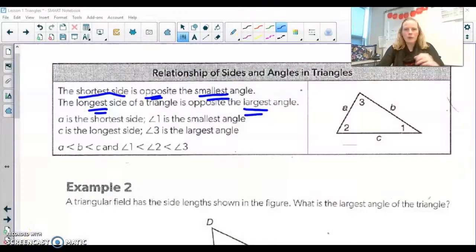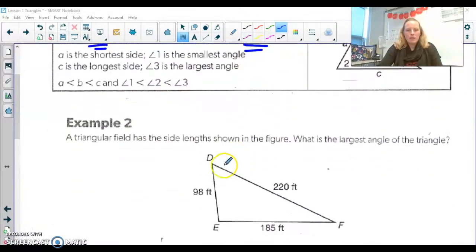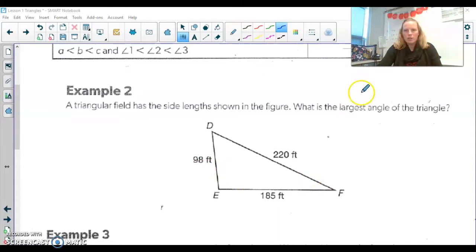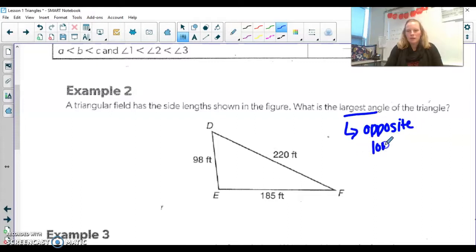Now, when we talk about the angle opposite the side, you can see how you have to travel across the triangle to get back to your angle over here. So when we talk about angle versus the side being opposites, that's what we're talking about. So going back to this picture here for you, if we take a look at this example in example number 2, a triangular field has the side length shown. What is the largest angle? Largest angle would happen opposite the longest side.